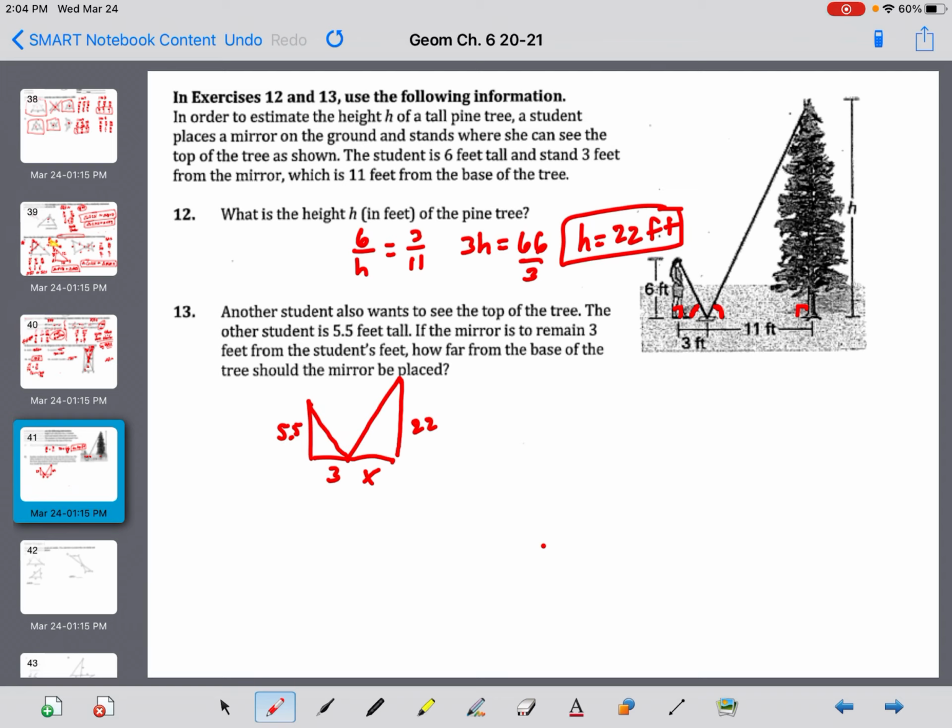So 5.5 is to 22. Your height is to the tree's height, as your distance from the mirror is to the tree's distance from the mirror. They just made this one up and said, let's change the height of the kid, and let's figure out how far from the tree we have to be. So still going to get 5.5x and 66 when we cross multiply. But now when we divide, 66 divided by 5.5, you end up getting x is equal to 12. So you would have to put the mirror a little bit further away from the tree.